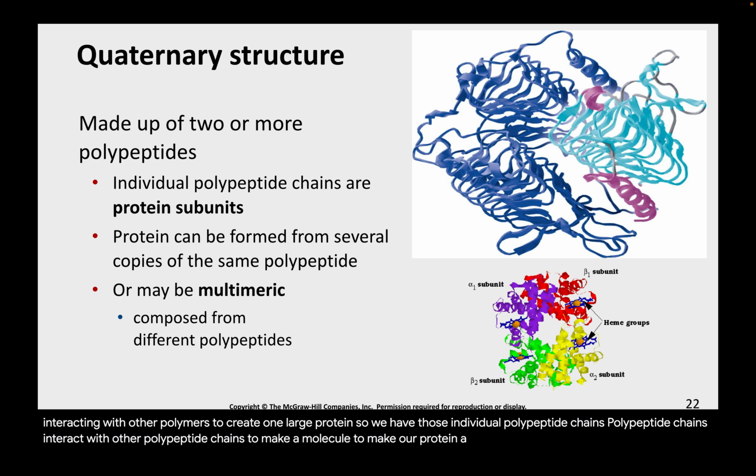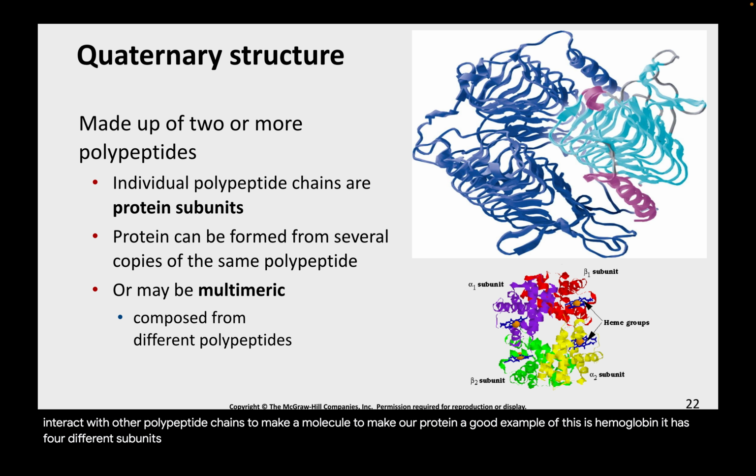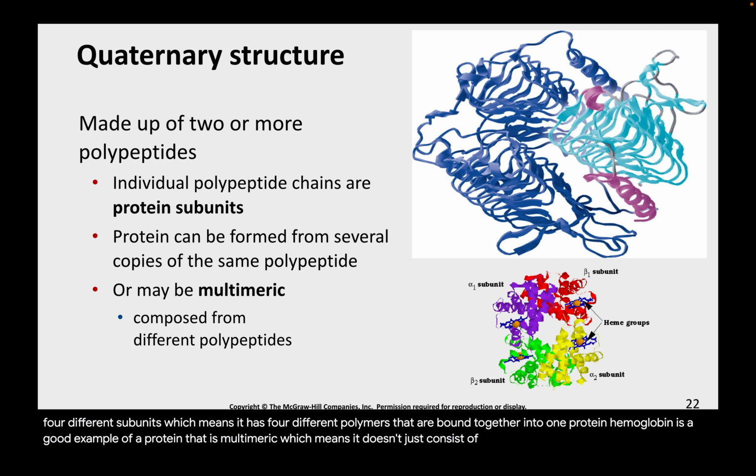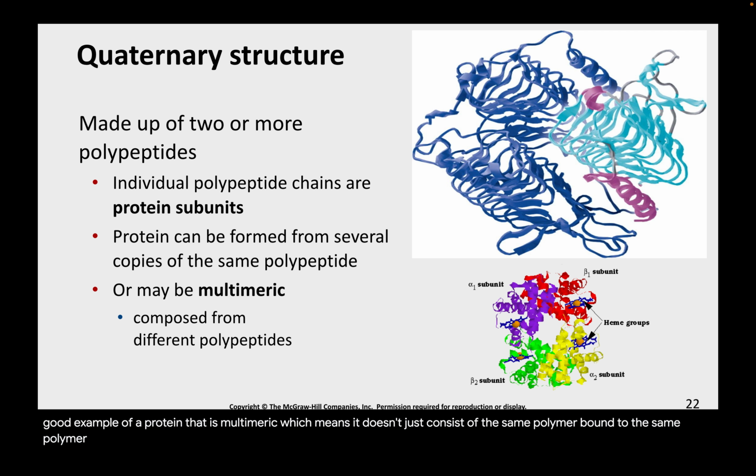A good example of this is hemoglobin. It has 4 different subunits, which means it has 4 different polymers that are bound together into one protein. Hemoglobin is a good example of a protein that is multimeric, which means it doesn't just consist of the same polymer bound to the same polymer, but rather it's one polymer bound to a different type of polymer. And in this case, it has 4 subunits.